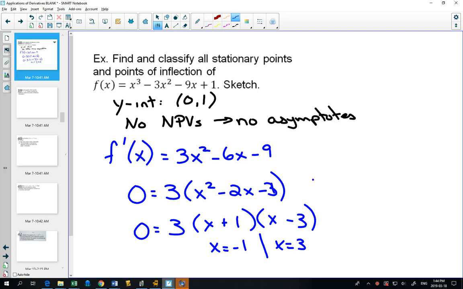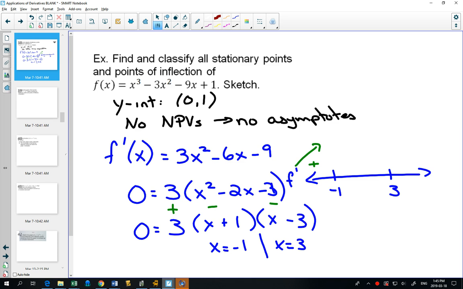So we draw our number line, and we label minus 1 and 3 on our number line. Again, right beside this, I'm going to label f prime to remind myself that I want to plug things into f prime. And I'm going to use my factored version here. 3 is always positive. But if I plug in something less than negative 1, this is negative and this is negative. Negative times positive. My original function is increasing on that interval.